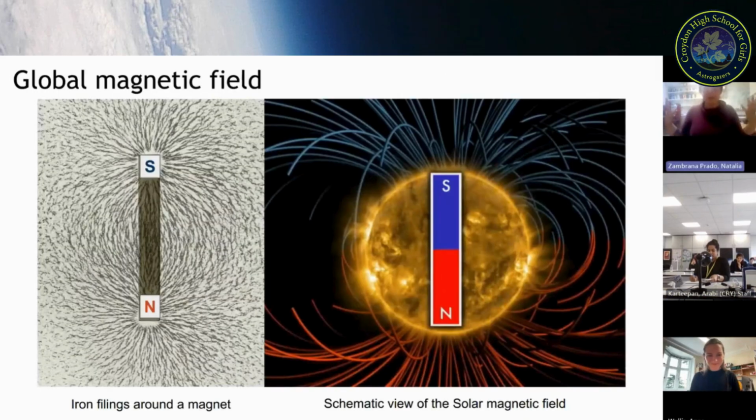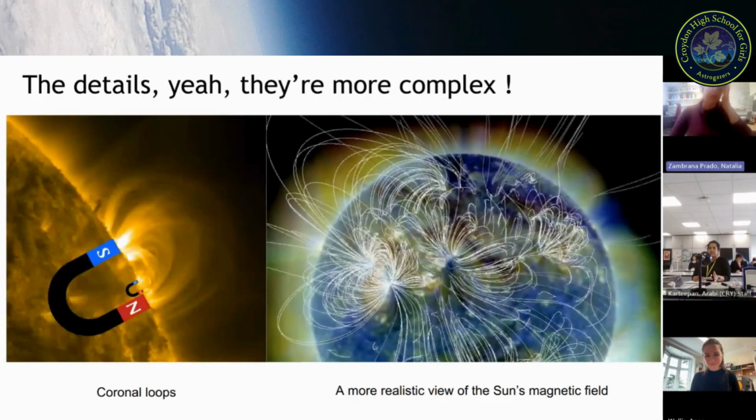So the sun is actually a big magnet. So here you can see on the left iron filings around a magnet. I don't know if you've done this experiment before, but you can see the magnetic field lines going from the South Pole to the North Pole. And we have the same thing at the sun. We have a southern magnetic pole and a northern magnetic pole, and the magnetic field lines are coming from one side to the other. But in reality, the details are way more complex.